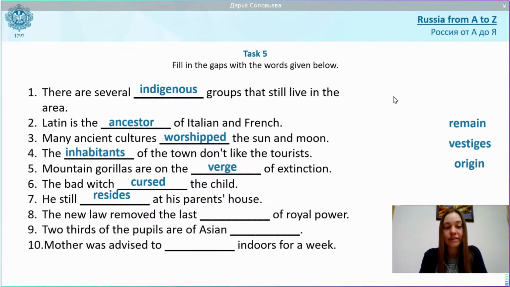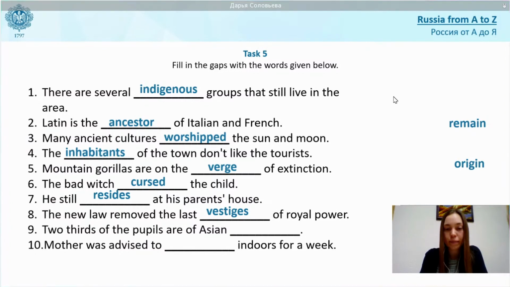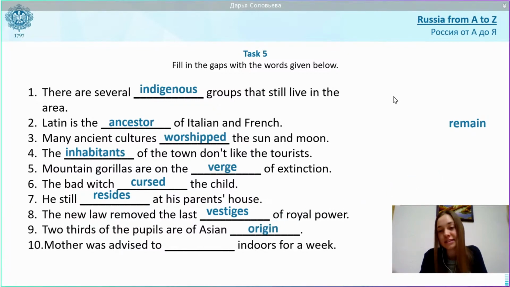And the next one. The new law removed the last of royal power. Новый закон убрал последние королевской власти. The last, как мы скажем, остатки, the last vestiges of royal power. And the next one. 2/3 of the pupils are of Asian origin. It's easy because there is just one word left. Mother was advised to remain indoors for a week. She was ill apparently, and she was advised to remain indoors, to stay in, not to go out, right?